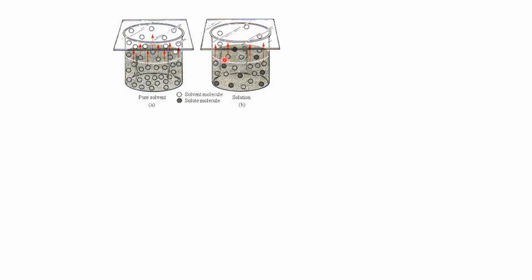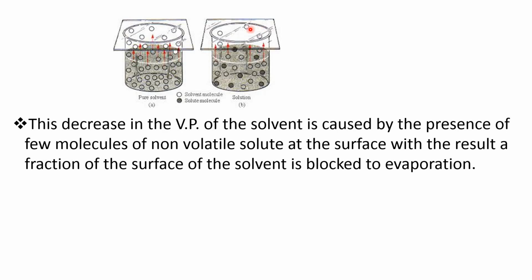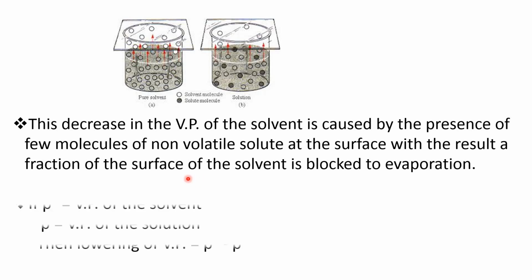So the vapor pressure of the solution is less, or the vapor pressure of the pure solvent is lowered due to the addition of a little amount of non-volatile solute. This decrease in the vapor pressure of the solvent is caused by the presence of a few molecules of non-volatile solute at the surface, with the result that a fraction of the surface of the solvent is blocked to evaporation. But I just explained that.